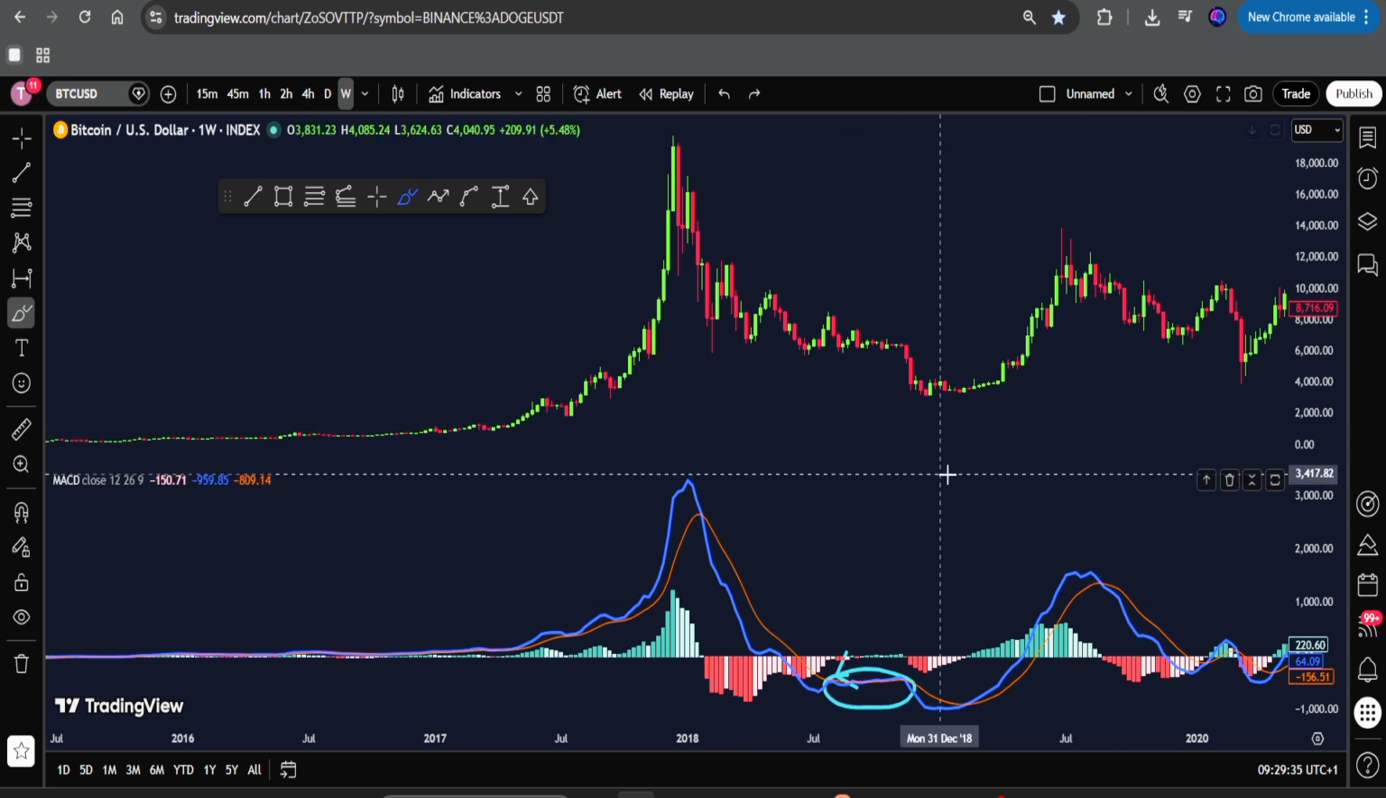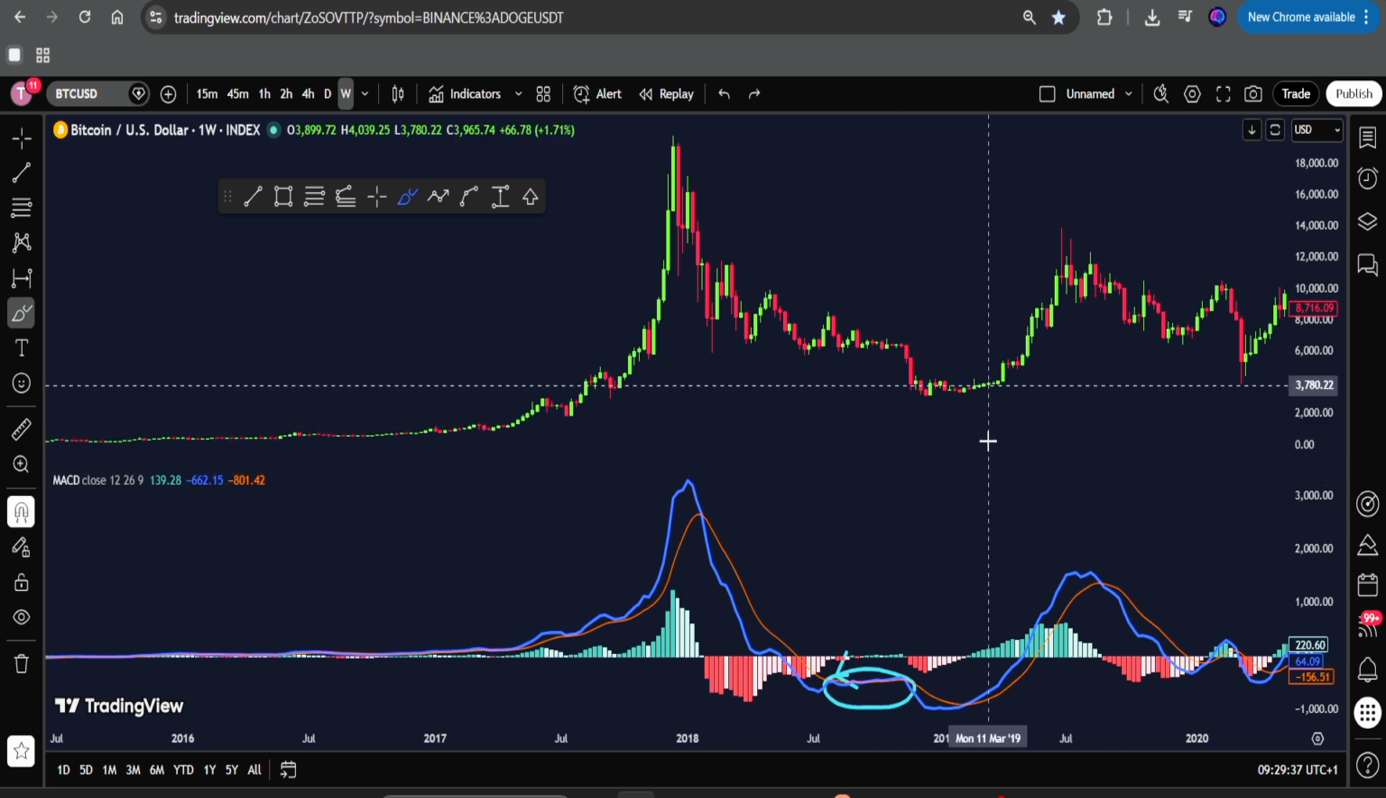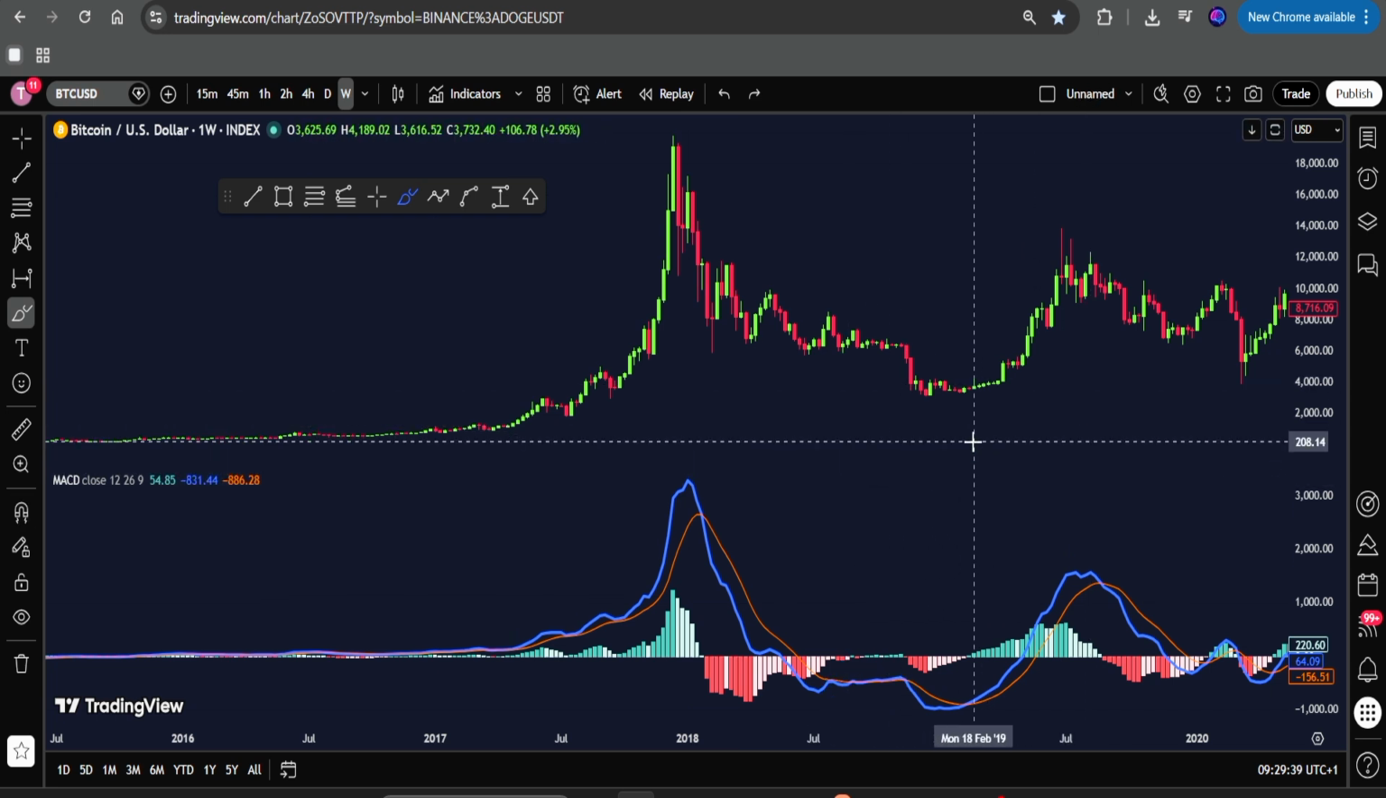So right now, one of the best metrics that we can use to determine the end of this bear market is that, apart from the 2015 bear market, the 2018 bear market and the 2022 bear market followed the same structure, and that is what we are going to be combining with the MACD indicator to determine the exact end of this bear market. Now, let's bring in our data range.